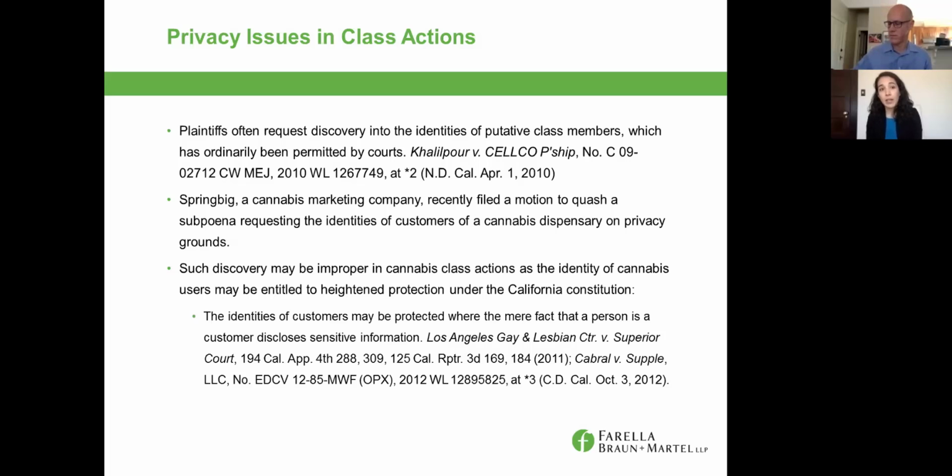They filed a motion to quash, although this issue hasn't been heard yet because the case has stayed pending a Supreme Court decision on an unrelated aspect of the TCPA. But this is just something to be aware of. There are privacy issues related to class actions that are unique to the cannabis space and that courts haven't ruled on yet. Okay, I will pass it on to Tony now.